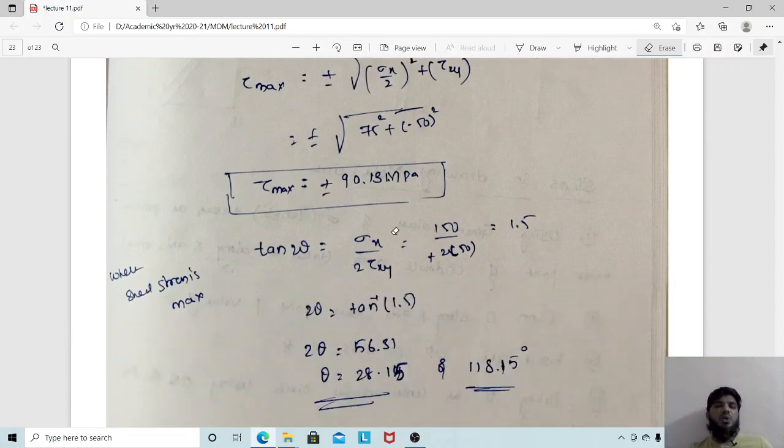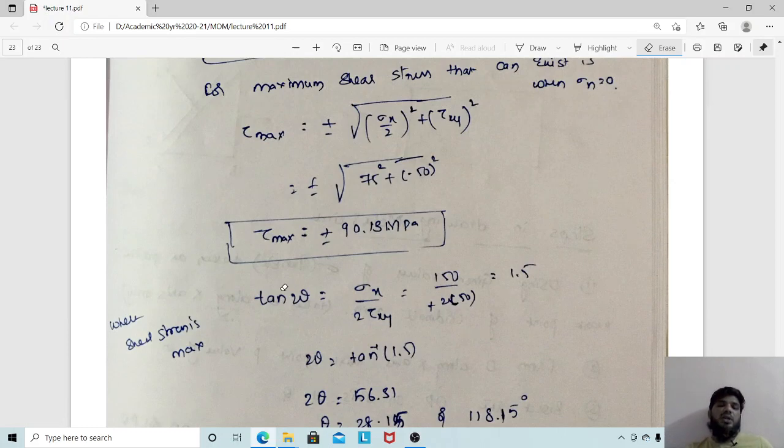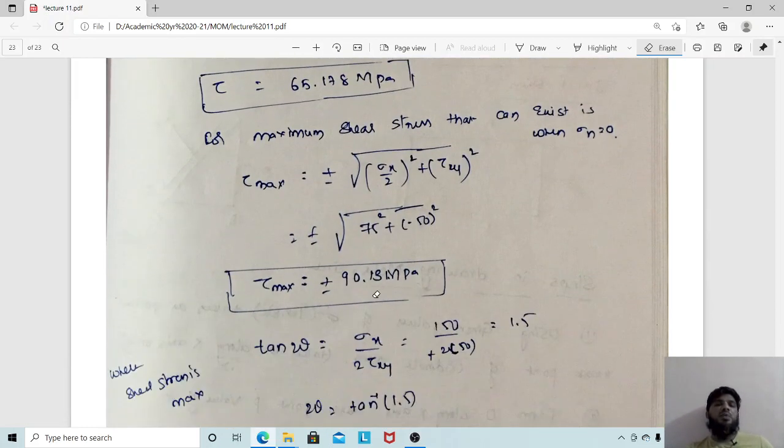Tan 2 theta is equal to sigma x by 2 tau xy, which is 1.5. So theta is equal to 28.15 or 118.15. You will get the tau as maximum. Now if you substitute 28 degrees here, you are going to get the answer as 90.13.